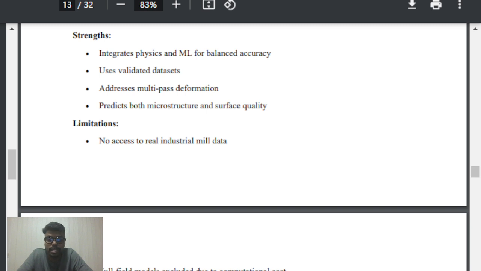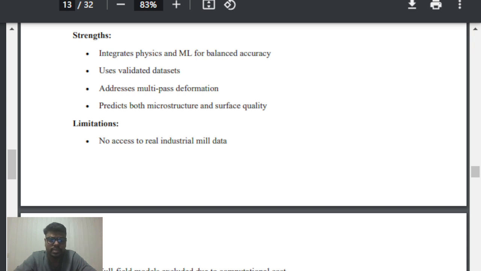However, the design also has limitations. The most important limitation is that the study does not use direct real-time industrial mill data. This means the model may still need further validation before full industrial application. Another limitation is that full-field models are excluded because they are too computationally expensive. Also, oxide scale behavior is simplified, and machine learning performance depends on the quality and diversity of available datasets.